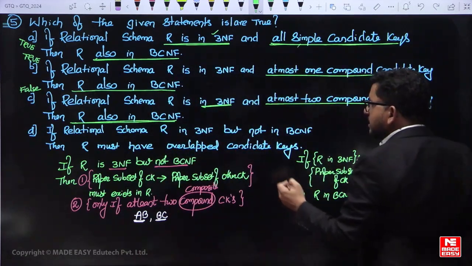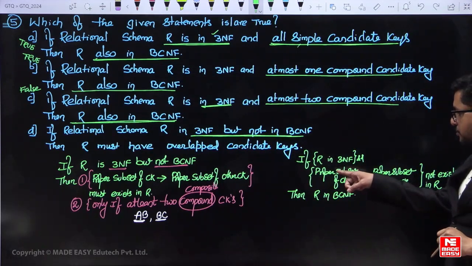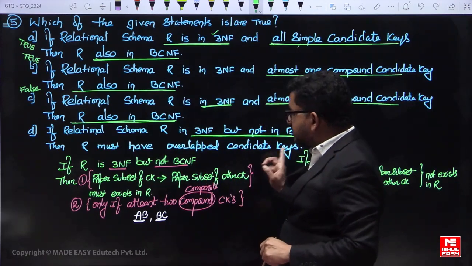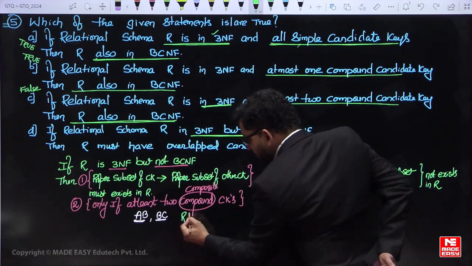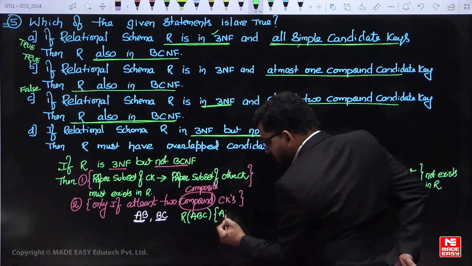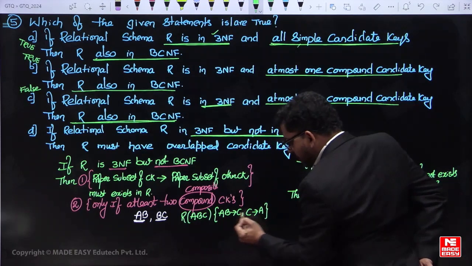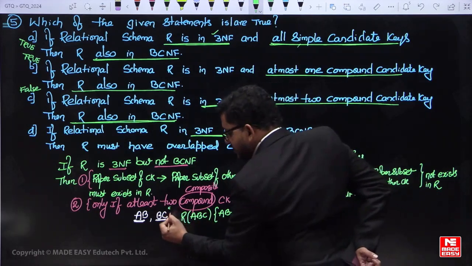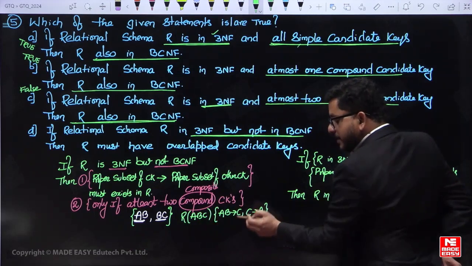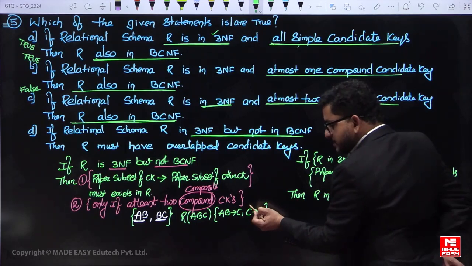Relational schema R is in 3NF but not BCNF. 3NF but not BCNF means a proper subset of a key determining a proper subset of another key should exist. Assume relation ABC, with one functional dependency AB determines C and another functional dependency C determines A. Now AB is one candidate key, where A can be replaced with C, so BC is the other candidate key. It is 3NF since all are prime attributes, AB is a super key, and A is a prime attribute. It is not BCNF.